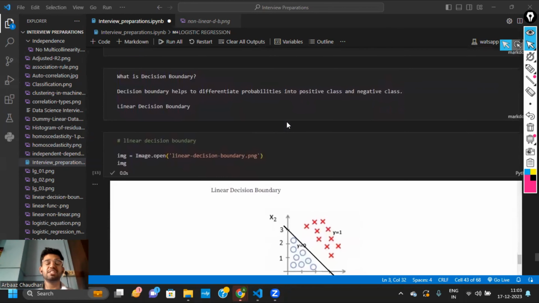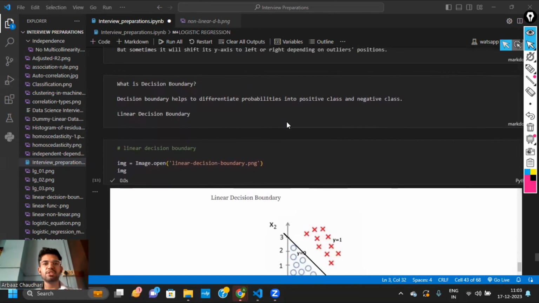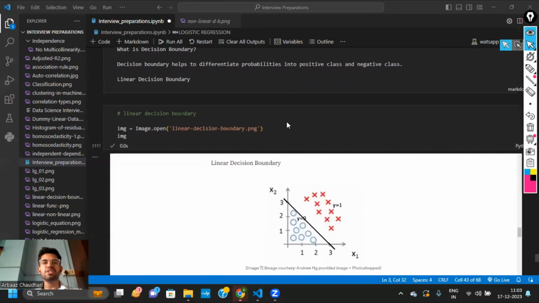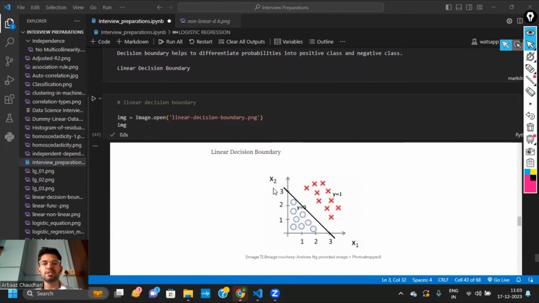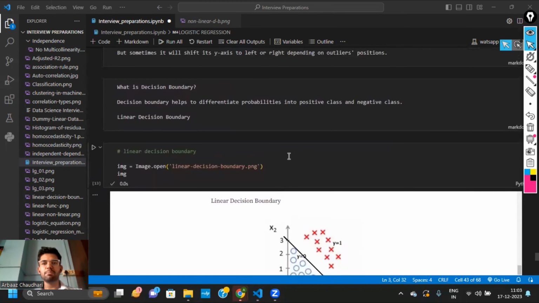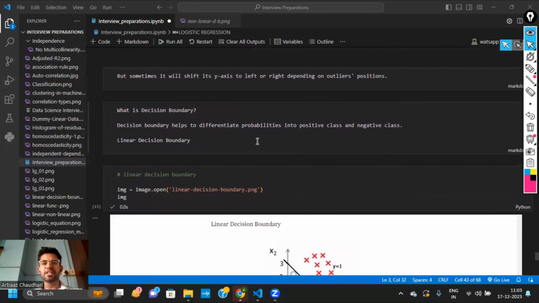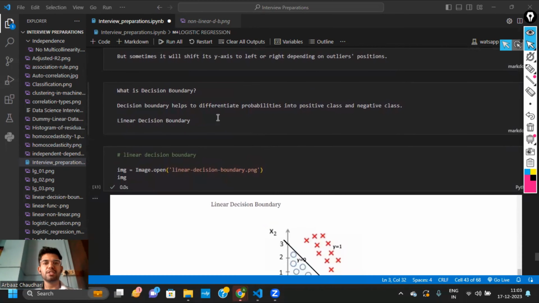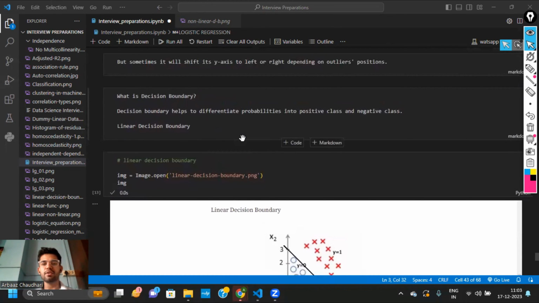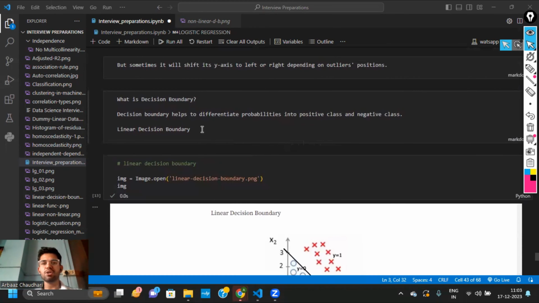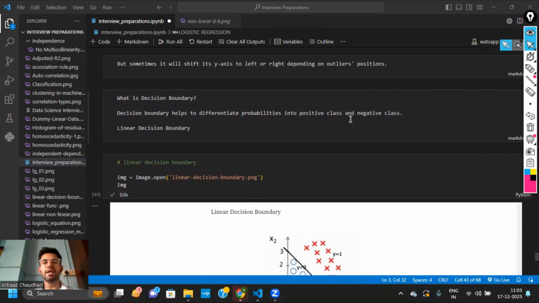Decision boundary. What is decision boundary? Decision boundary, you can see over here, is the line which is separating the two classes. In simple words, I have explained it to you, but we will be reading this and also seeing the graph so that you guys also understand it in an easy and simple manner. Decision boundary helps to differentiate possibilities into positive class and negative class.